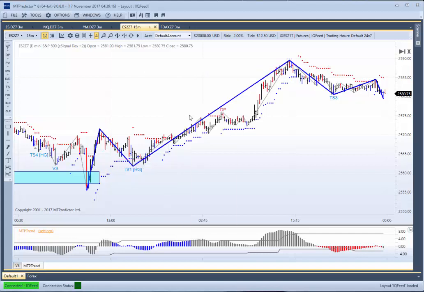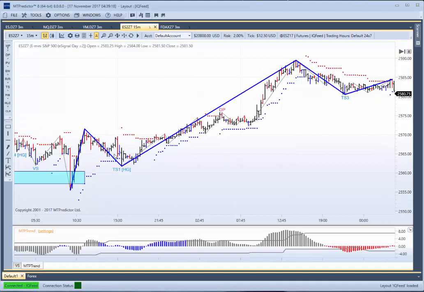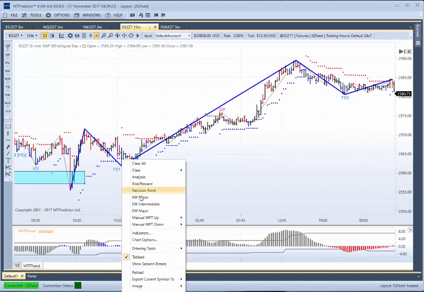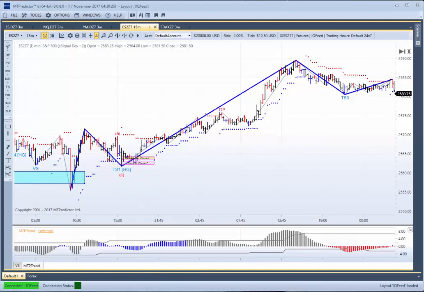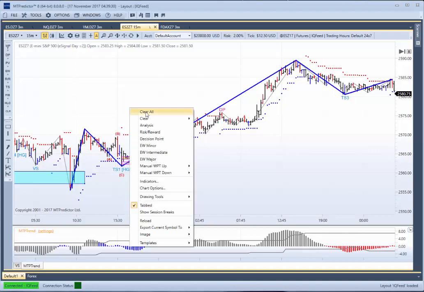If I clear all that lot off, ideally what we're looking for is the wave 2 to subdivide into a minor ABC. So if I do Elliott wave minor, you can see that's what it did. Can you see that? A, B, C. This is our Holy Grail trade setup. So why do we like this?